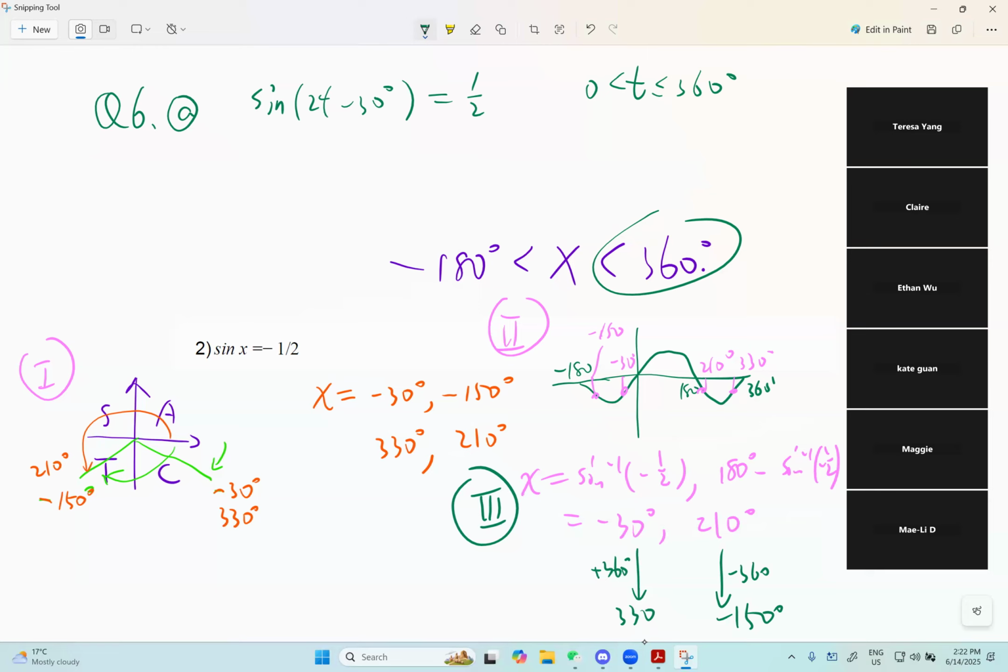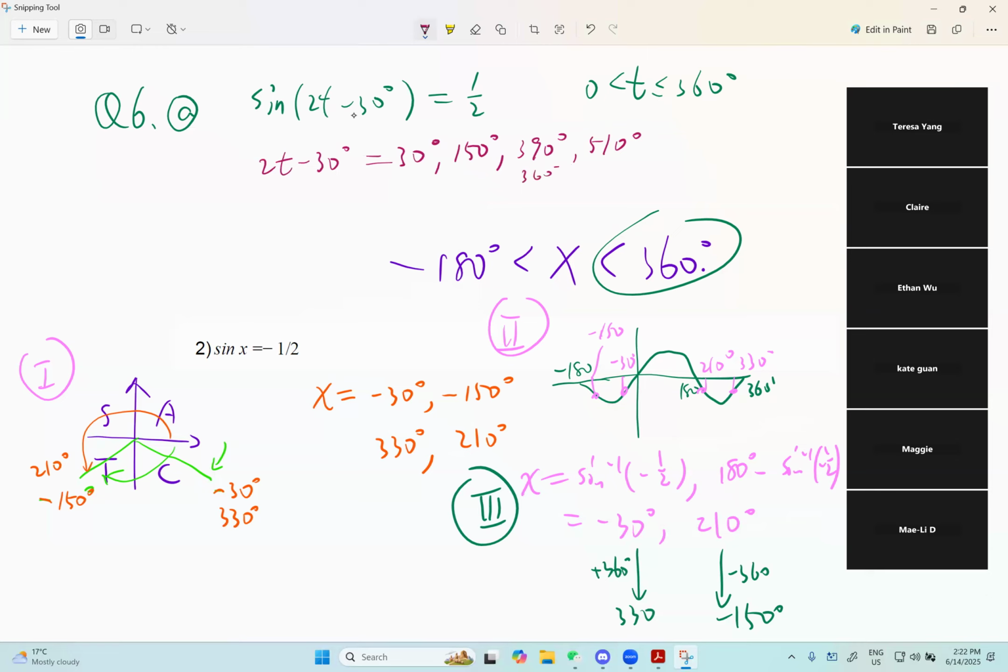Check the working. 30. You can use any method. 1, 2, 3, any method. The other one, 150. If you need more, plus 360, 390. Plus 360, 510. Of course, you can do more. Plus 360 or minus 360. You can try more.